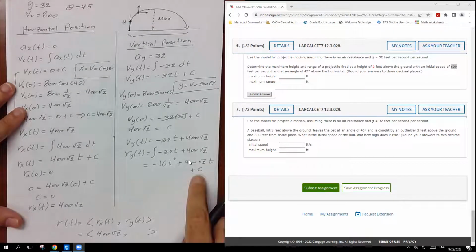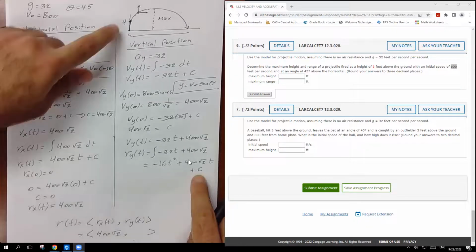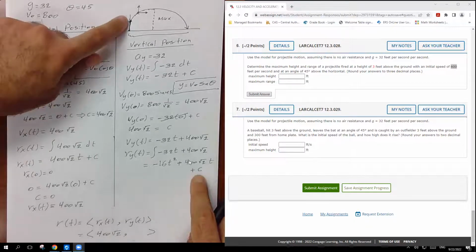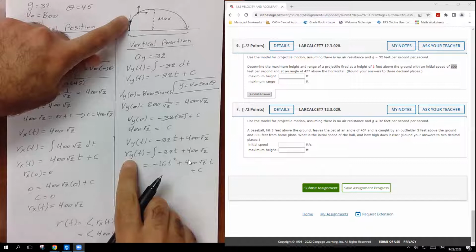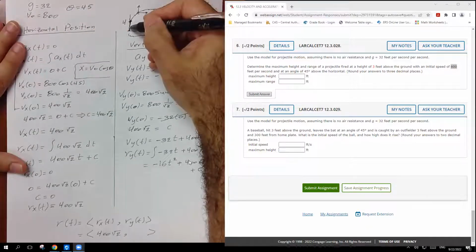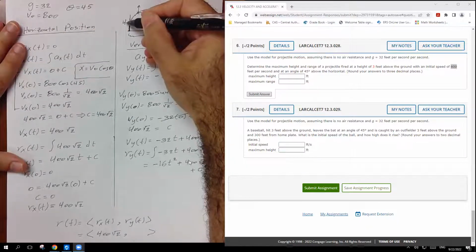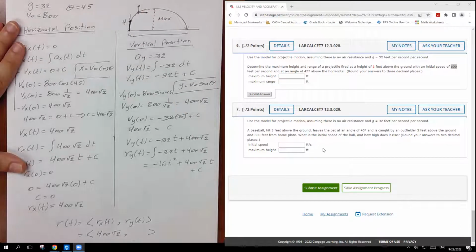Now, here is the thing. Here is the first position, r sub y. If you check the first position, is it 4 feet? On the one you got here, it says 3 feet. I'm going to change it to 4 feet. Yeah, they used 3 feet. I'm going to change it to 4 feet.